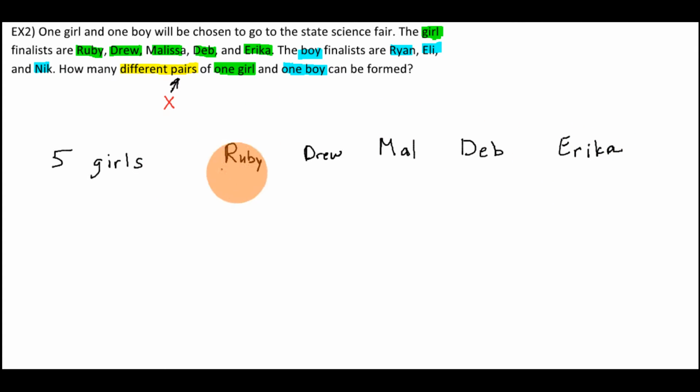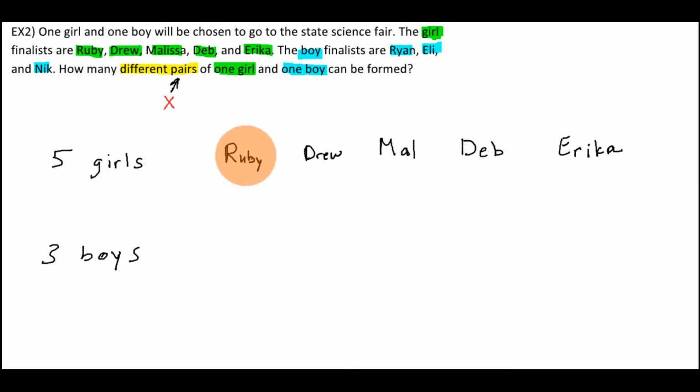And let's just say I choose that Ruby is going to go to that science fair. Well, she can go with either Ryan, I can combine her with Ryan, I could put her in a pair with Eli here, or I could pair her up with Nick. So it looks like there are 3 boys that I could pair Ruby up with. So let's make a note that there are 3 boys.